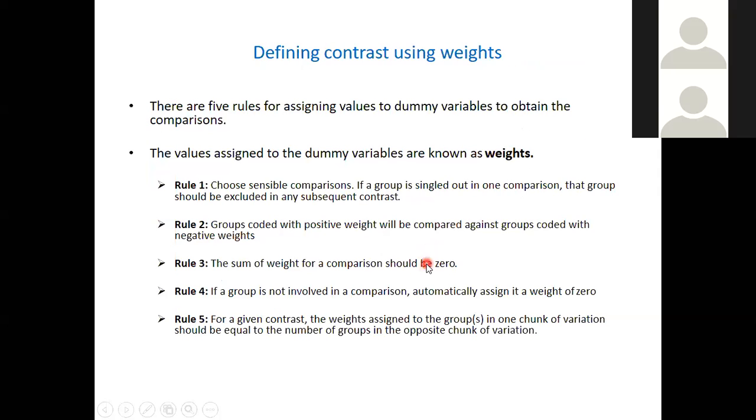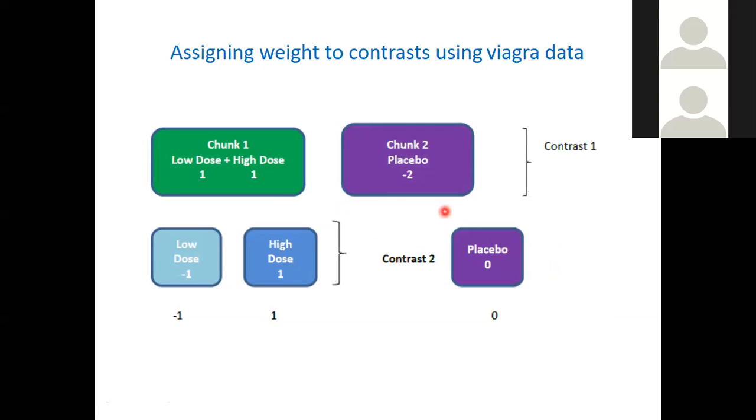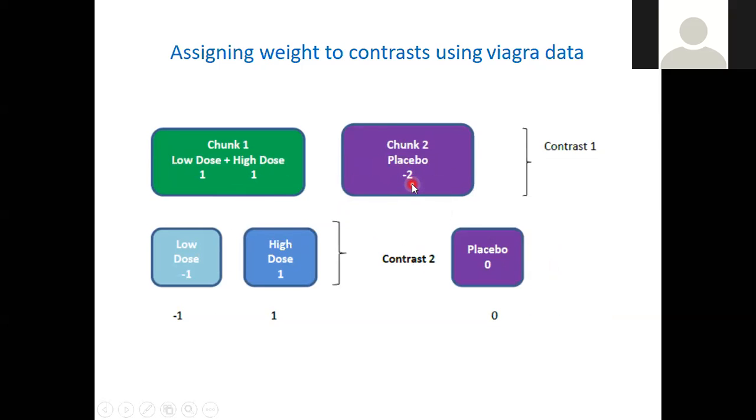Rule 2: a group coded with positive weight will be compared against a group coded with negative weight. Look at it. The low dose and high dose in the first contrast are coded with positive weight. You are comparing them with the one that is coded with negative weight. Can you see? You give positive, this one must be negative. And so the sign you give here must be negative. If the sign is this, the other one is positive.